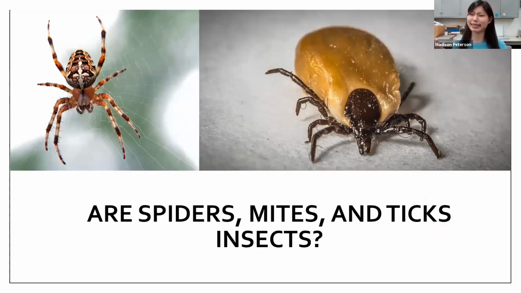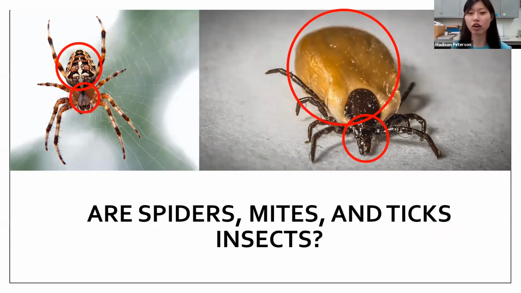Are spiders, mites, and ticks insects? Well, we just talked about the number of legs, right? Spiders, mites, and ticks have 8 legs, and if you look, you can probably see that they only have 2 body segments. It's kind of hard to tell, but they only have 2 body segments. You might see a mite or a tick that does have 6 legs, but that means that it is not an adult. It is an immature. However, when it grows up and becomes an adult, it will have 8 legs. So spiders, mites, and ticks are not insects.